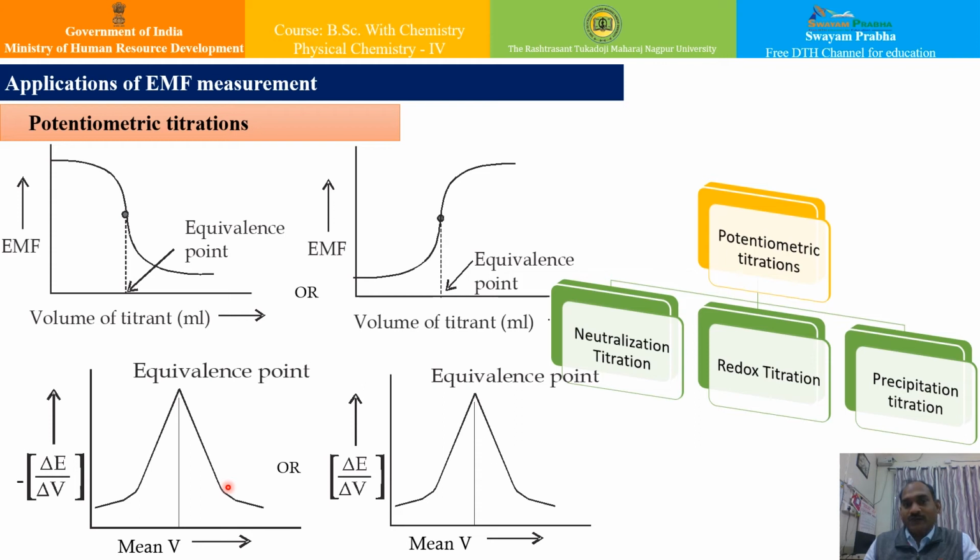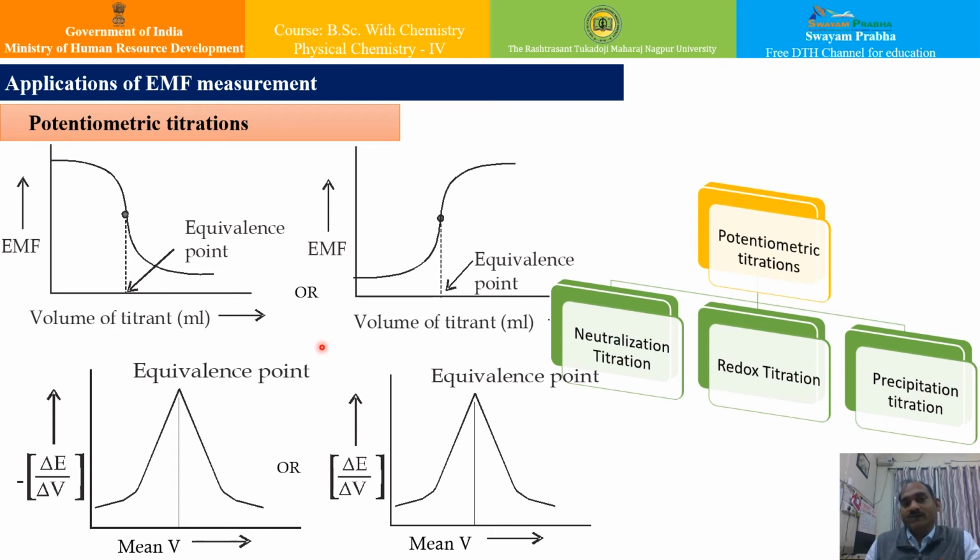And a calomel electrode is used as a reference electrode. They can be connected through a salt bridge to construct the cell, and the EMF is measured by a potentiometer. The nature of the graph obtained can be shown like the graphs shown over here. It varies from experiment to experiment. Similarly, I can study the redox type of titration. We will see the examples of this titration one by one.